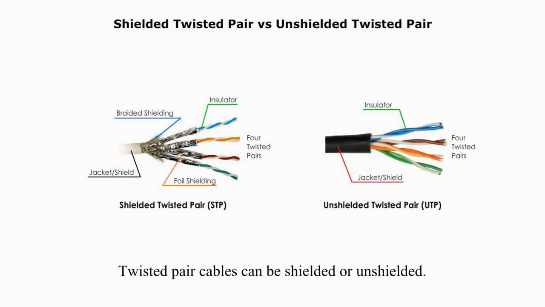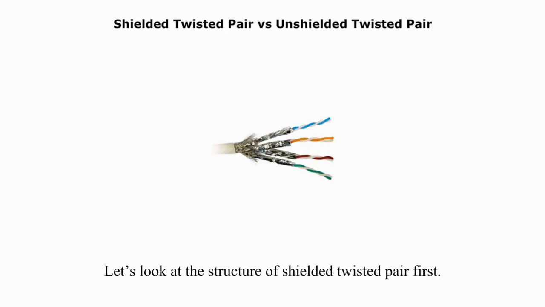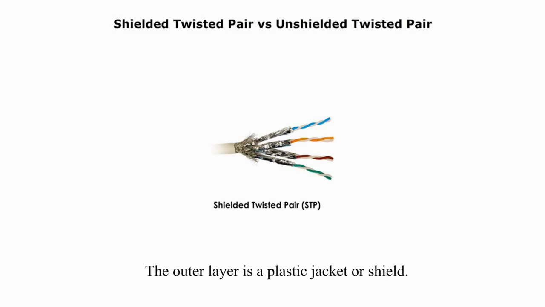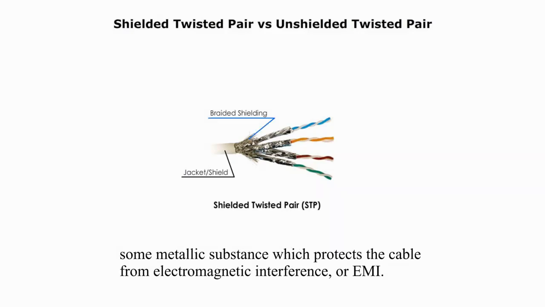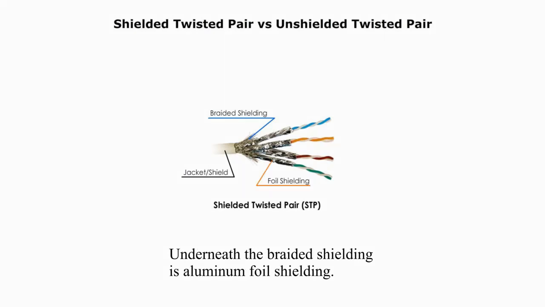Twisted pair cables can be shielded or unshielded. Let's look at the structure of shielded twisted pair first. The outer layer is the plastic jacket or shield. The second layer is braided shielding, some metallic substance which protects the cable from electromagnetic interference, or EMI. Underneath the braided shielding is aluminum foil shielding.